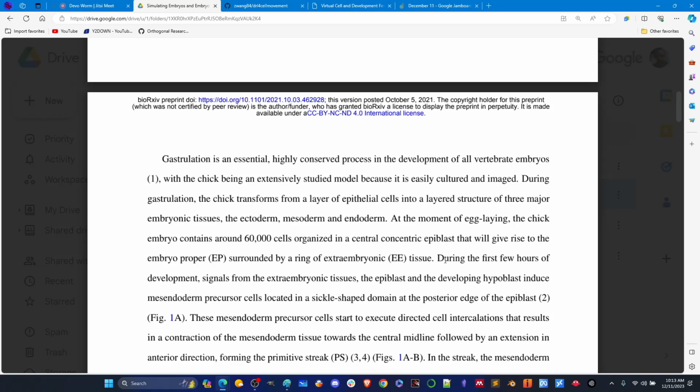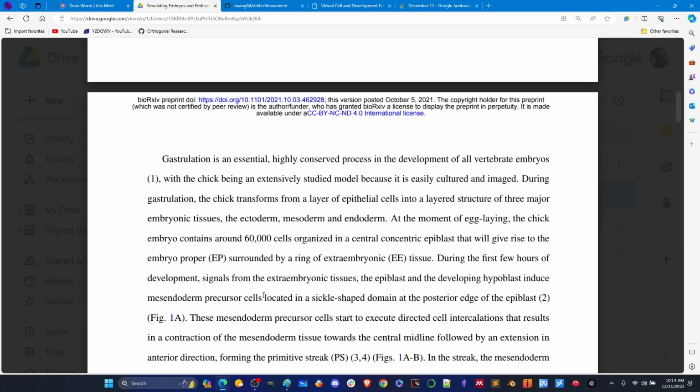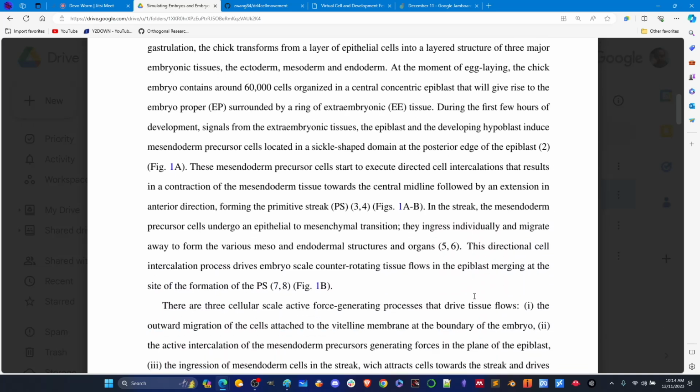And then during the first few hours of development, signals from the extraembryonic tissues, the epiblast, and the developing hypoblast induce mesendoderm precursor cells located in a sickle-shaped domain at the posterior end of the epiblast. So this just talks about some of the dynamics here. We have these directed cell intercalations that result in a contraction of the mesendoderm tissue towards the central midline, followed by an extension in anterior direction, forming the primitive streak, which is going to be important for later structure.